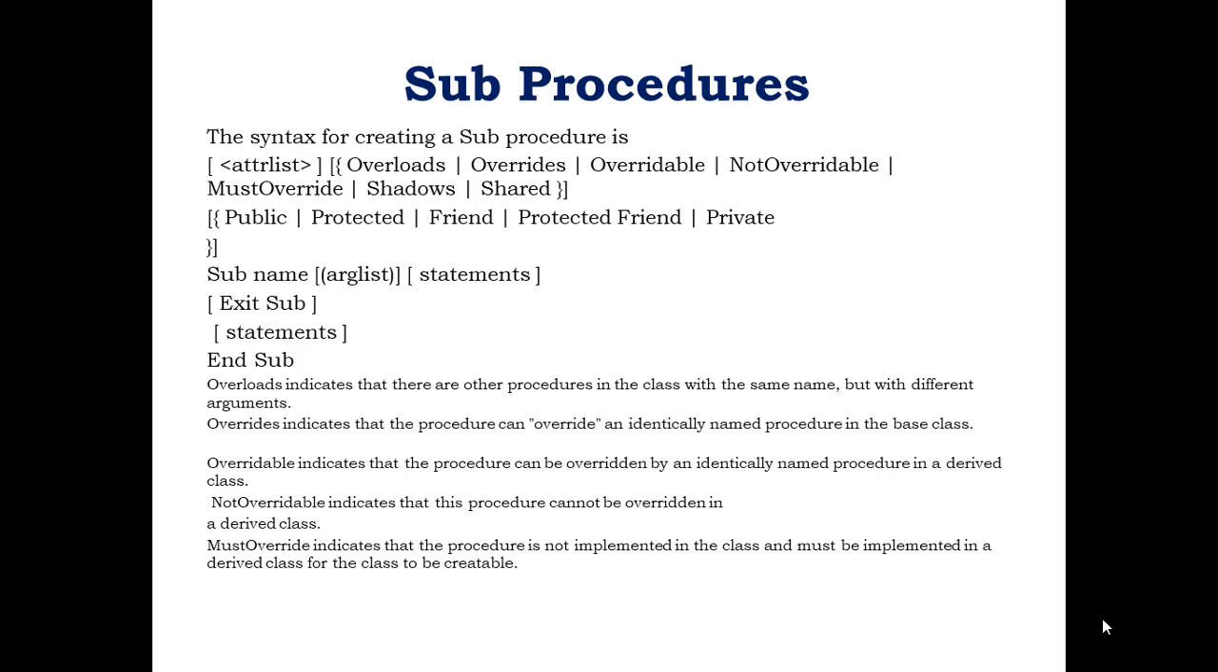Overloads indicates that there are other procedures in the class with the same name but with different arguments. Overrides indicates that the procedure can override an identically named procedure in the base class. Overridable indicates the procedure can be overridden by an identically named procedure in a derived class. NotOverridable indicates the procedure cannot be overridden in a derived class. MustOverride indicates that the procedure is not implemented in a class and must be implemented in a derived class for the class to be creatable. These are the optional cases.